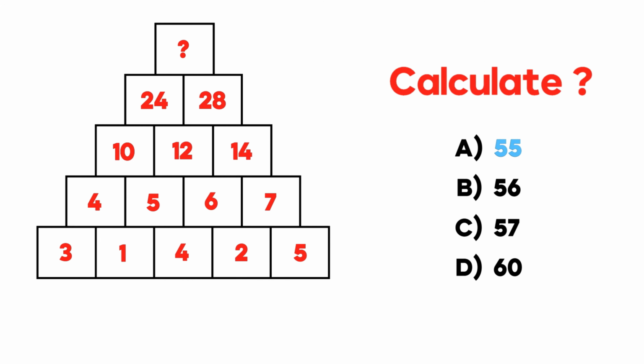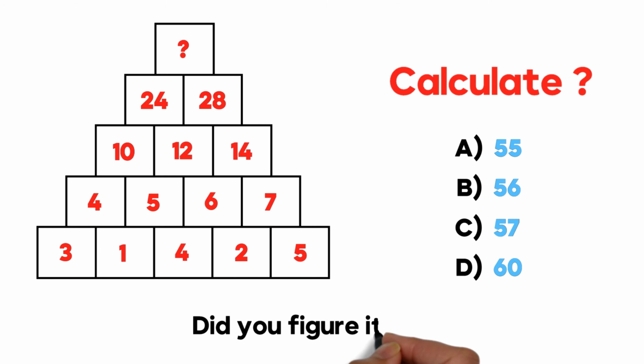Choice A, 55. Choice B, 56. Choice C, 57. And choice D, 60. Do you see the answer? You will be surprised how simple it is to get to the answer when we go to the next step. Give yourself 5, 10, maybe 15 seconds to see if you can calculate and get to the correct answer. Did you figure it out? Let's continue and see how we can get to the correct solution together.